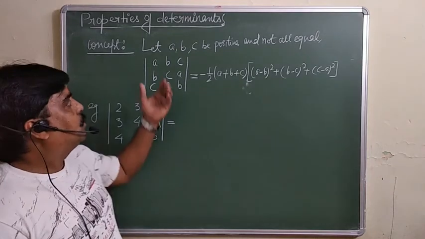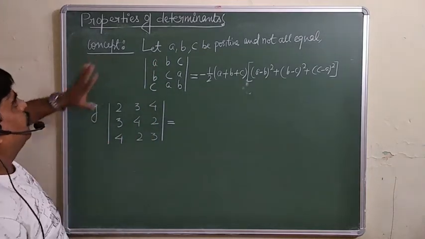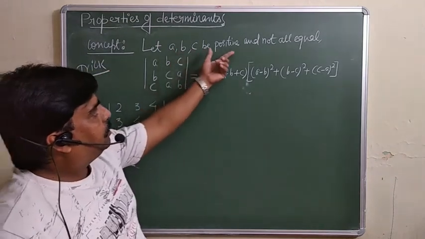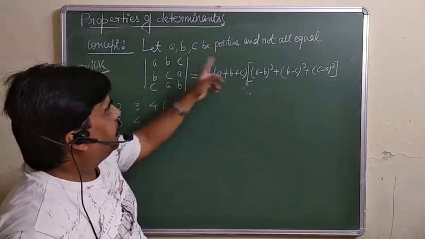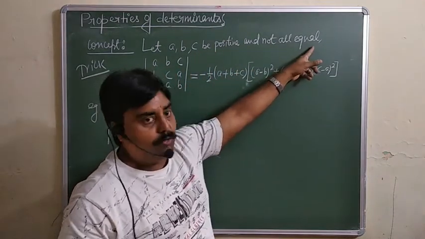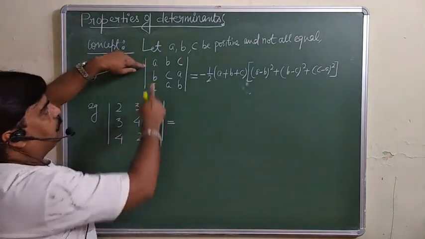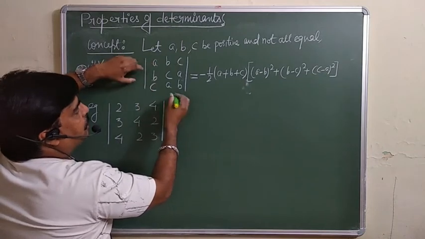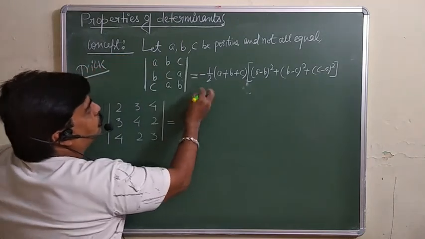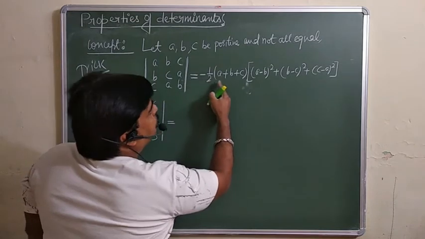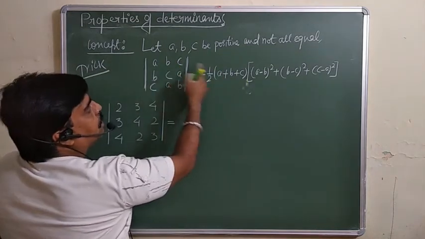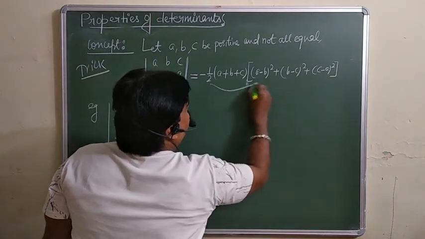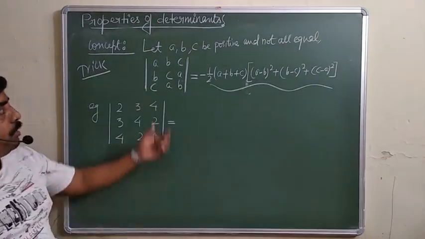Now, one concept I am going to discuss here, or you can say the trick, is this. Suppose A, B, C are positive numbers, but they are not all equal. If we take the determinant with rows A, B, C, then B, C, A, then C, A, B, it will always be equal to minus 1 by 2 times (A plus B plus C) into ((A minus B) whole square plus (B minus C) whole square plus (C minus A) whole square). You can find the determinant of this within a few seconds.